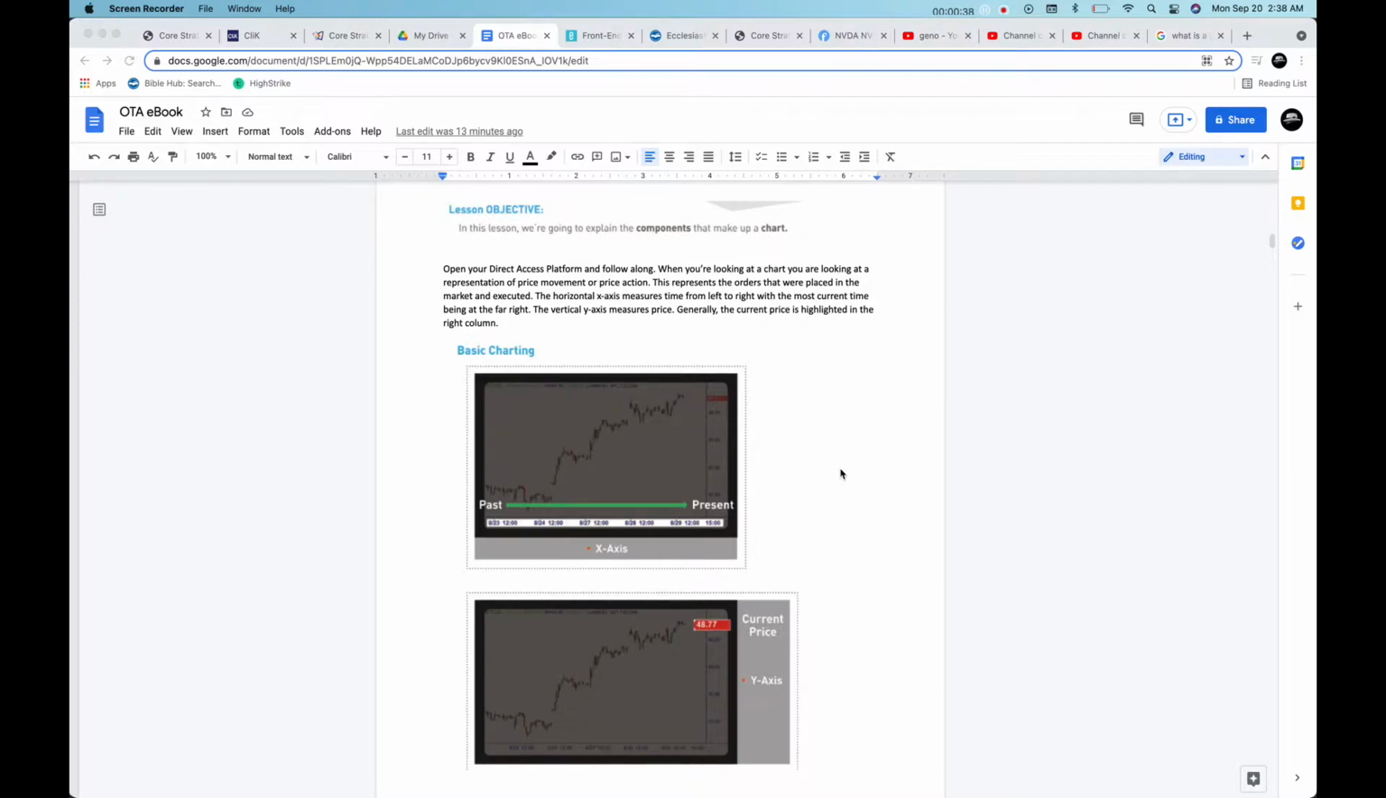Now, the horizontal axis at the bottom of the chart is going to measure time from left to right, with the most current time being at the far right. Now, the vertical y-axis measures price, and generally the current price is going to be highlighted in the right column. Okay.